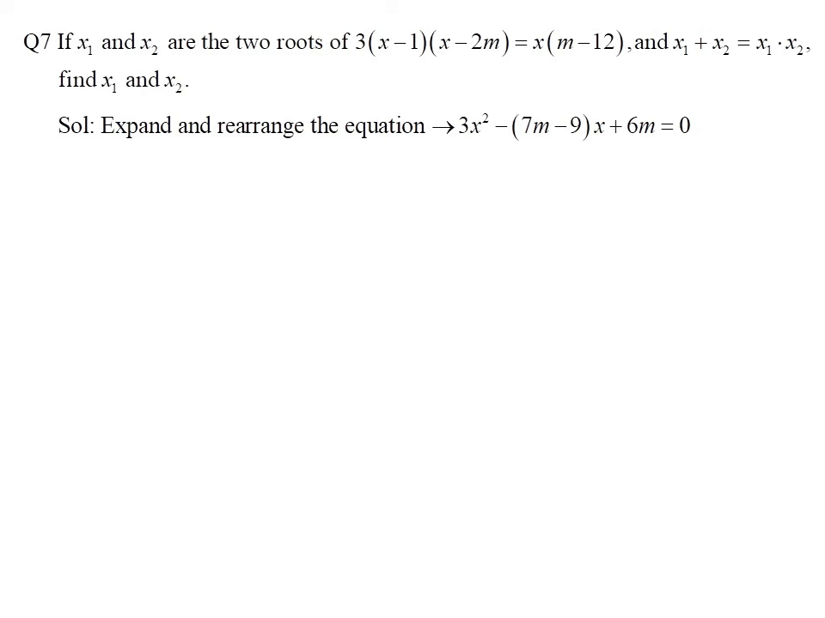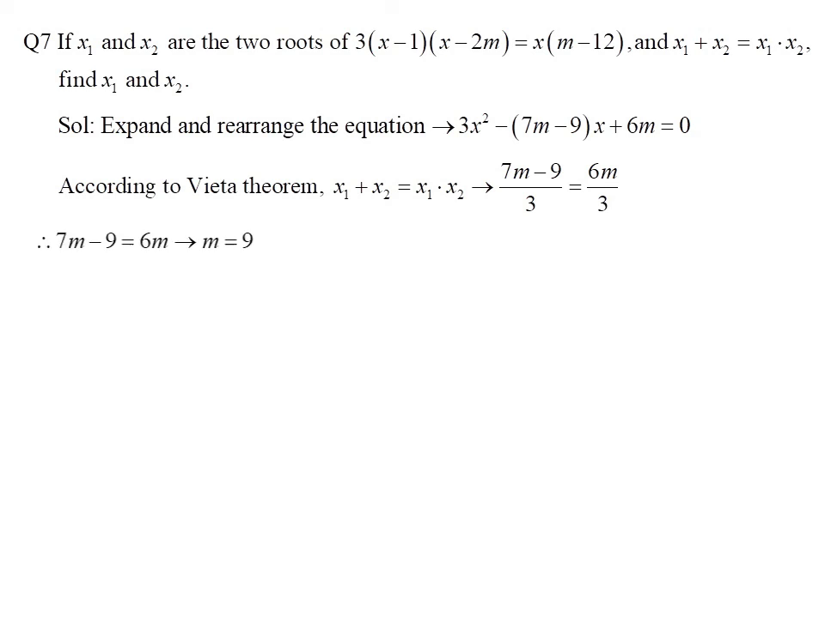Initial inspection may suggest applying the Vieta theorem to this question, and maybe it is a cost-effective approach to find the value of m. As we recall the Vieta theorem again, x1 plus x2 equals negative b over a, while x1 times x2 equals c over a. So we establish the equation based on that. It is the result of 7m minus 9 over 3 equals 6m over 3. So we find the value of m in this way. m is equal to 9.